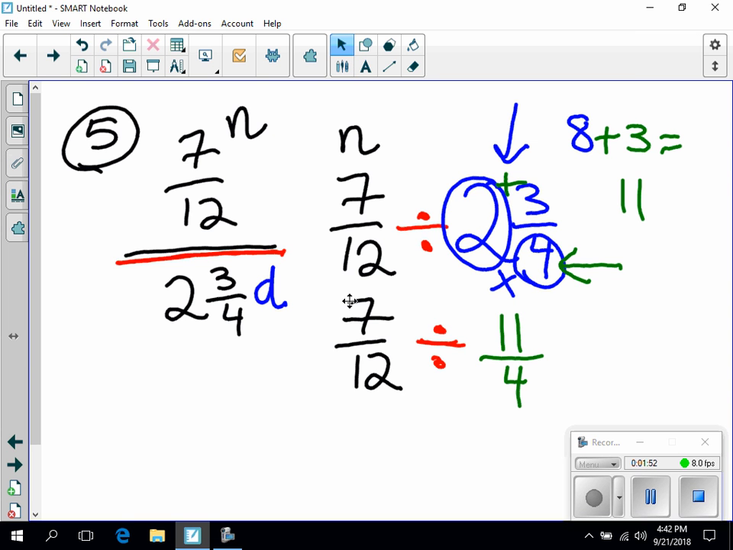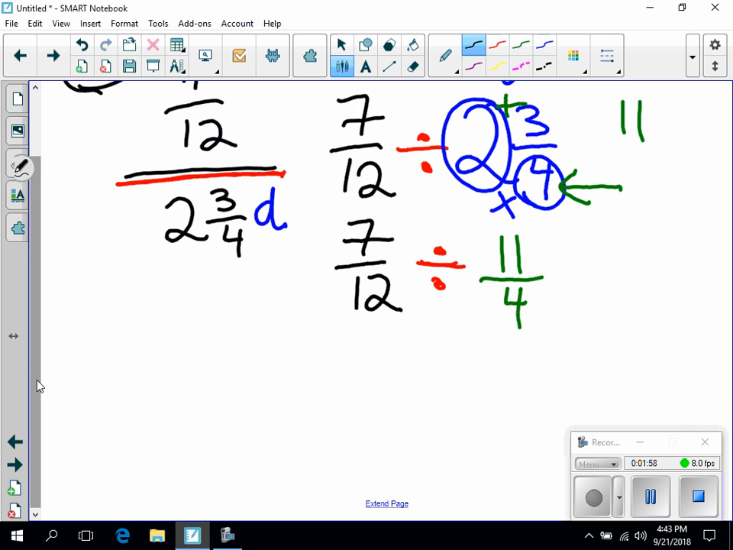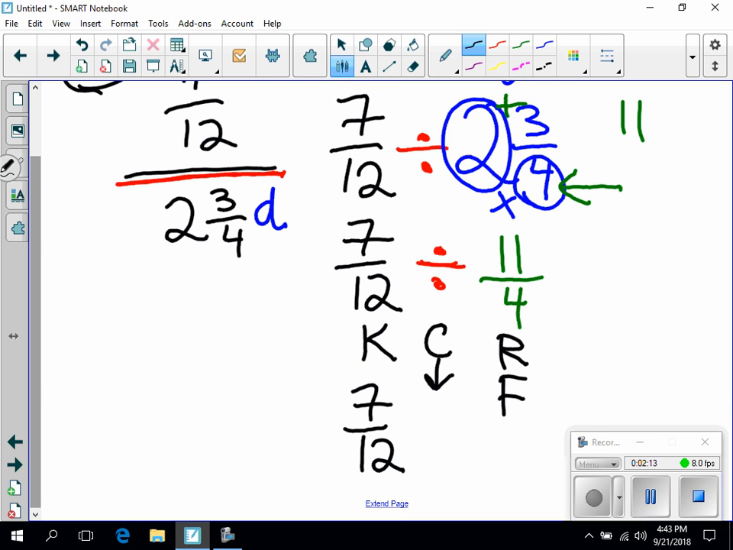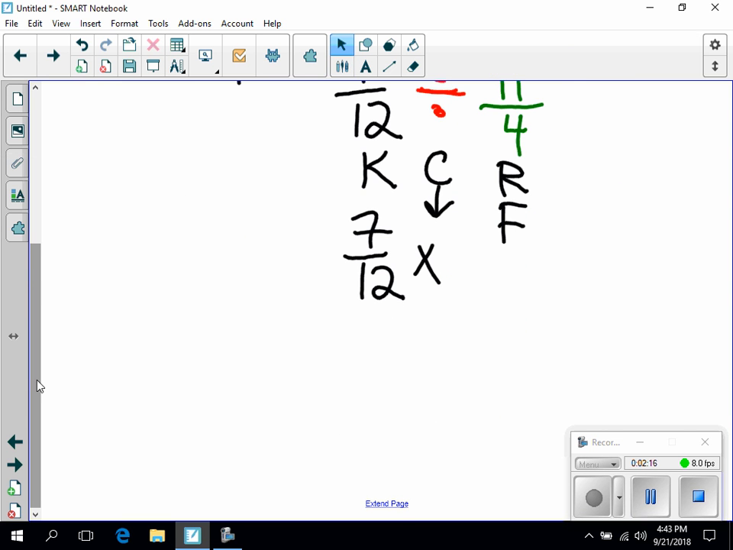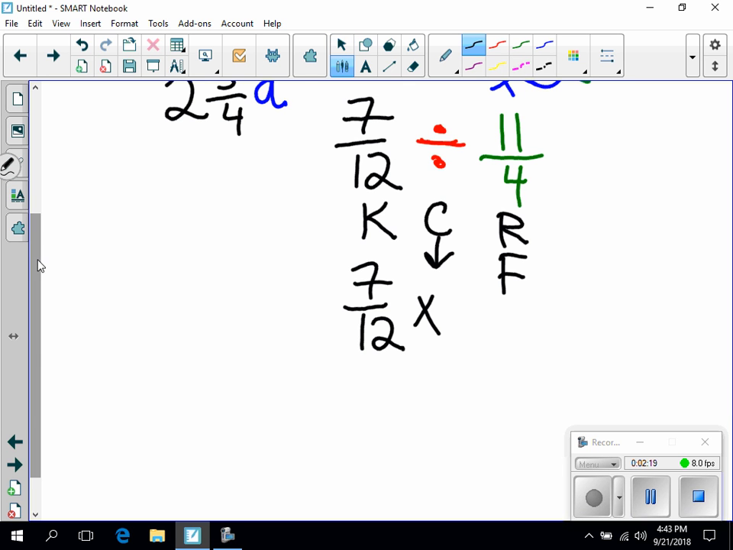At this point, it looks similar to something you've seen before. So we're ready for the step where we write K, C, R, or K, C, F. K stands for keep, so we keep the 7/12 the same. C stands for change. We change the division symbol to a multiplication symbol. Reciprocal means that you trade the numerator and the denominator. So the reciprocal of 11/4 is 4/11. We could also say keep, change, flip. You flip 11/4 so that it's written as 4/11.